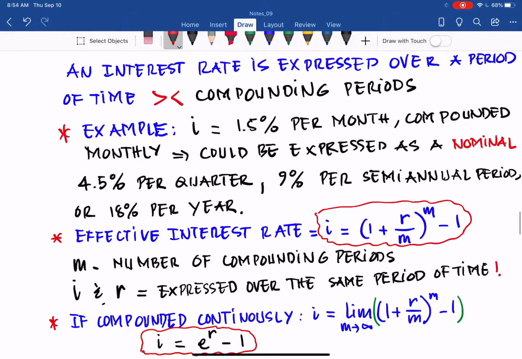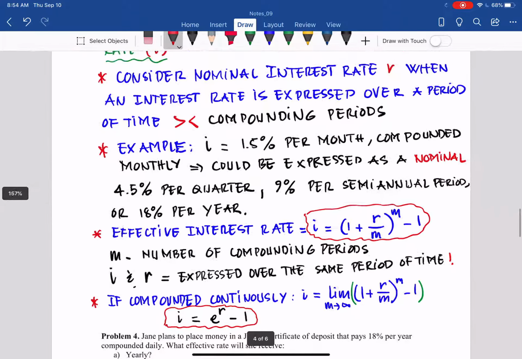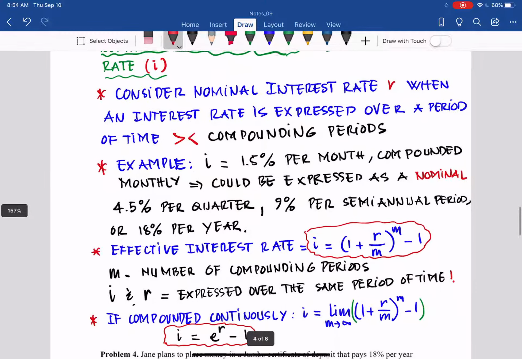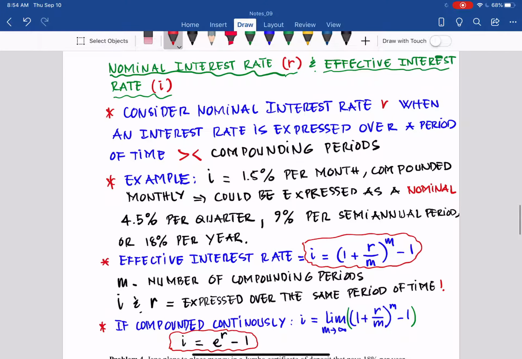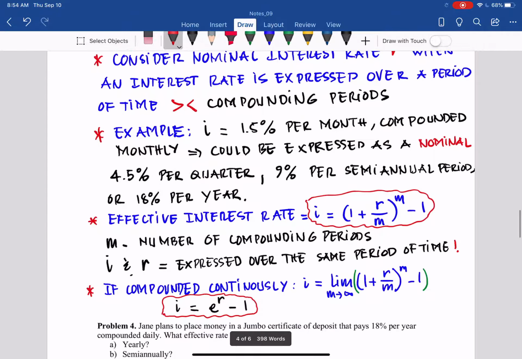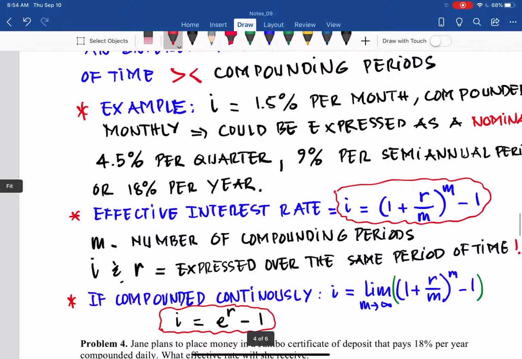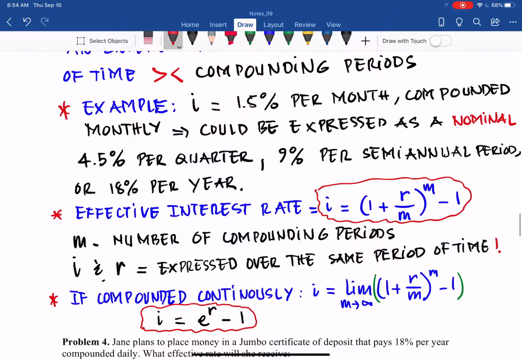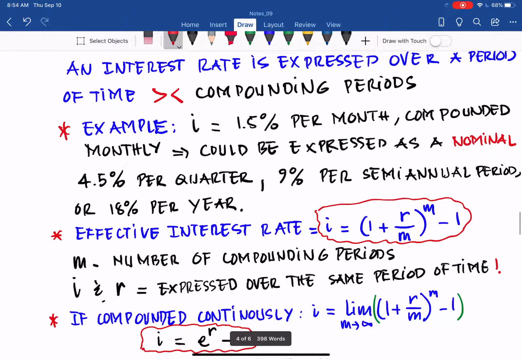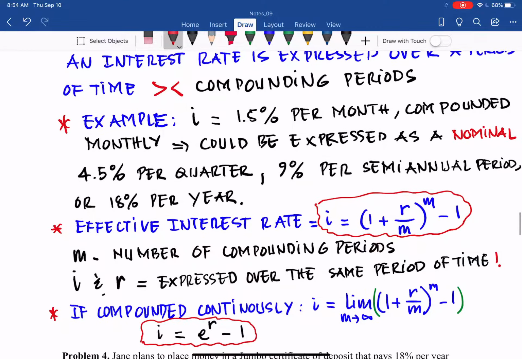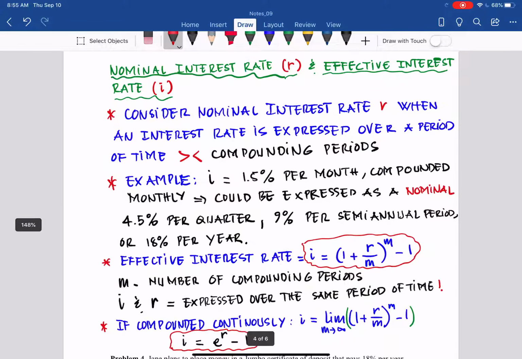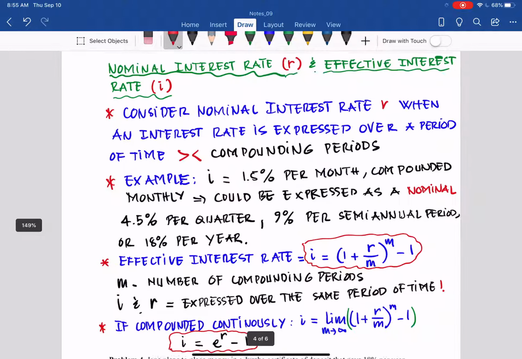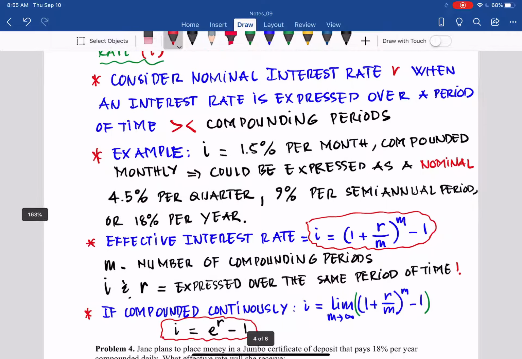So in these different scenarios, we need to know the difference between nominal and effective, when the problem gives you the nominal or the effective rate, and then apply the equation properly. Be careful: I and R in that equation have to be expressed over the same period of time. In the next video, I give you a few scenarios of when we consider a number to be an effective or nominal interest rate, and then we apply it to problem 4.